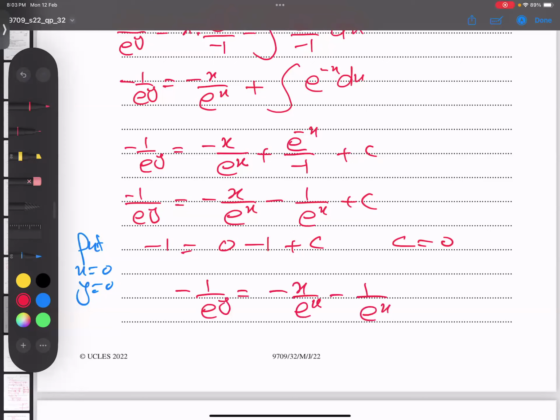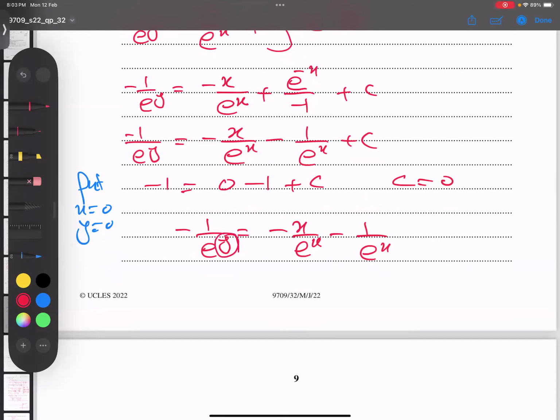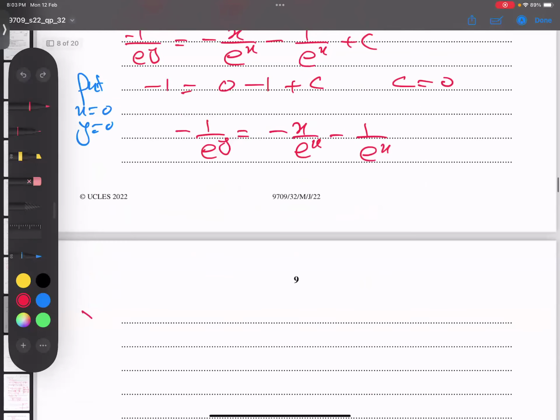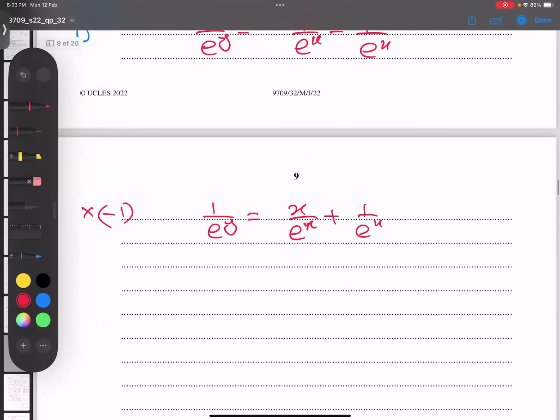So I have to make y alone, but y is in the denominator. Make sure when something is in the denominator, I have to bring it up somehow. But how is it possible? First of all, this is negative, so multiply by minus one to get rid of this negative. So I got one over e to the power y equals x over e to the power x, and plus one over e to the power x. I think LCM is the best choice here. So LCM, I take x plus 1 over e to the power x.